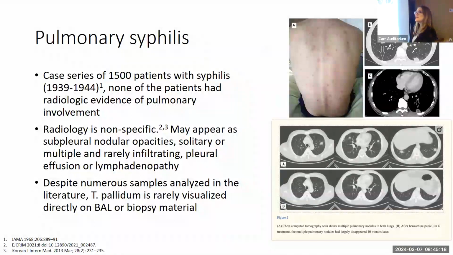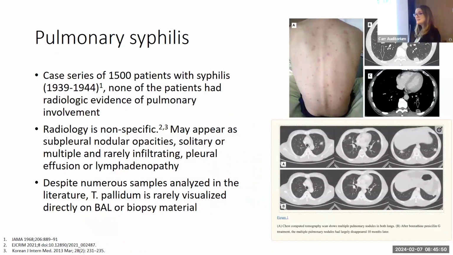But this patient actually had two very rare manifestations of syphilis because he also had pulmonary syphilis. And looking into the literature about this, it's also quite rare. People seem to love to do studies on syphilis in the 1940s, but another case series of about 1,500 patients, this one from Bellevue Hospital in New York, they actually did not find any evidence of pulmonary involvement in those syphilis cases on x-rays, but these were old x-rays and no CT scans. So again, I don't know how good this data is.